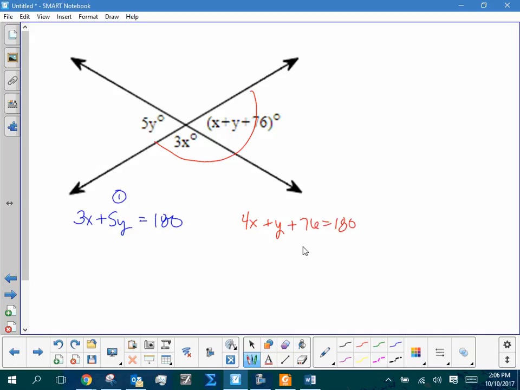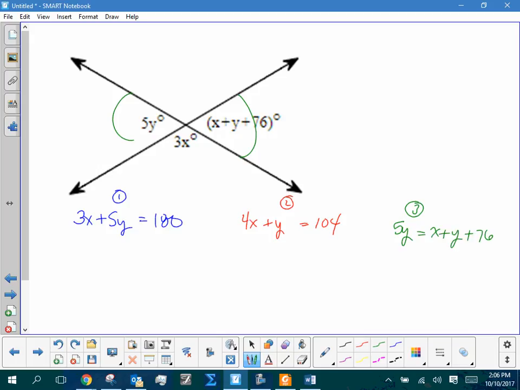Now I'm going to do something here that you can either do now or do later, but I'm going to move that 76 to the other side. You'll see the benefit of doing that in a moment. So subtract 76 from both sides, and I'm going to get 104. We'll see why we do that in a little bit. And now do we still have that relationship? Okay, so equation 3, 5y is equal to x plus y plus 76.